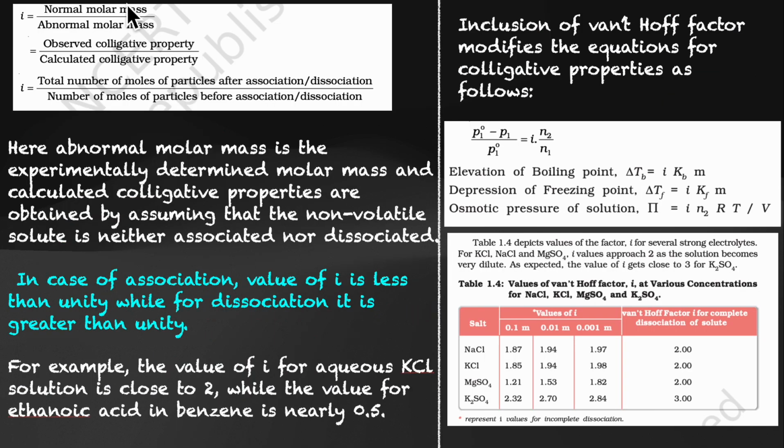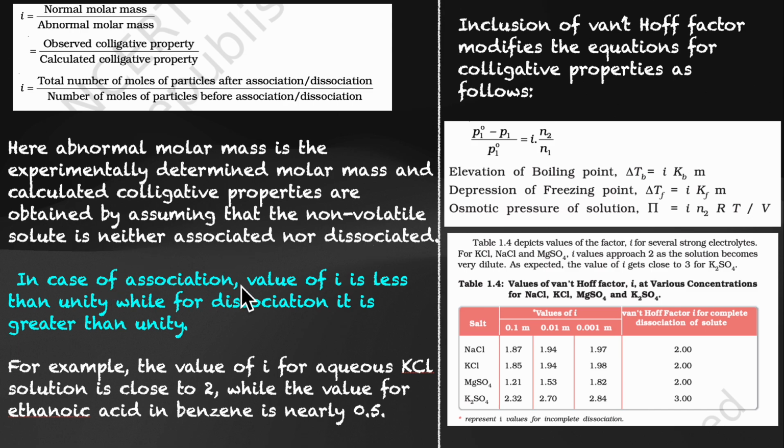This i has been given three formulas. First one is normal molar mass by abnormal molar mass, or observed colligative property by calculated colligative property, or total number of moles of particles after association or dissociation by number of moles of particles before association or dissociation. Here, abnormal molar mass is the experimentally determined molar mass, and calculated colligative properties are obtained by assuming that the non-volatile solute is neither associated nor dissociated.